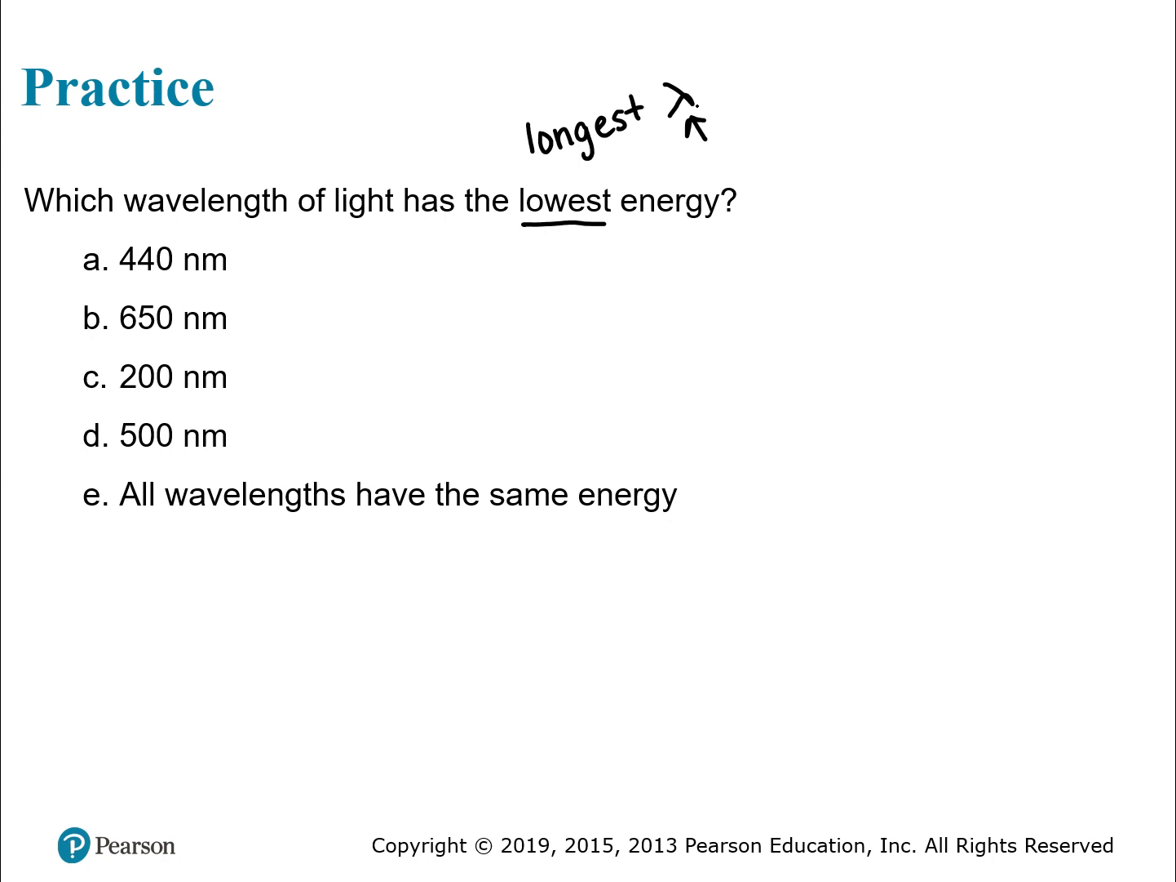We've got an answer change. So the longest wavelength is B, right? So don't be tricked by that, because it's the lowest number. We're talking about the length. Nanometers is a length. So 650 nanometers is the longest wavelength, which means it has the lowest energy. 200 nanometers would actually be the highest energy.